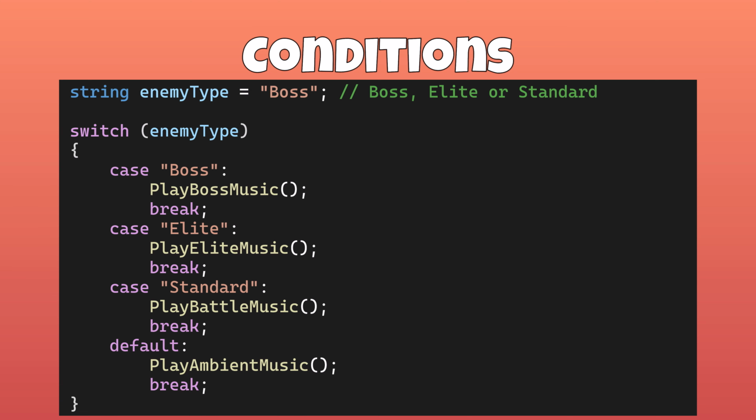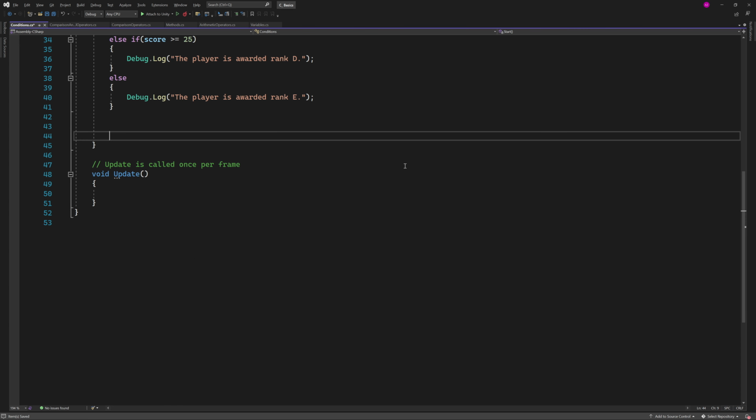Let's test this out in Unity. Let's imagine that the player can pick up objects in the game and get a certain number of points depending on the type of object picked up. We'll start by declaring a string variable called objectType and giving it the value sort.